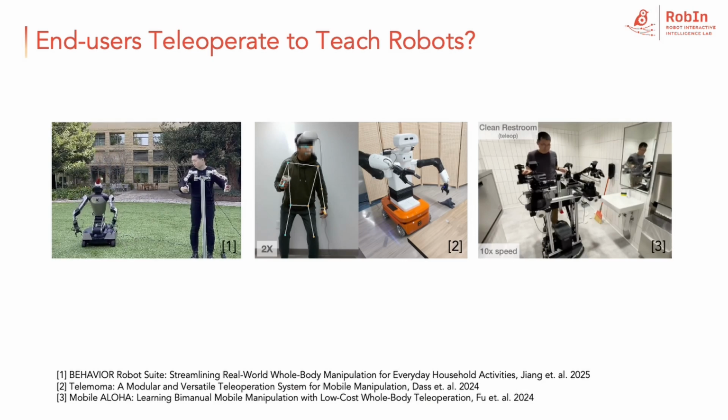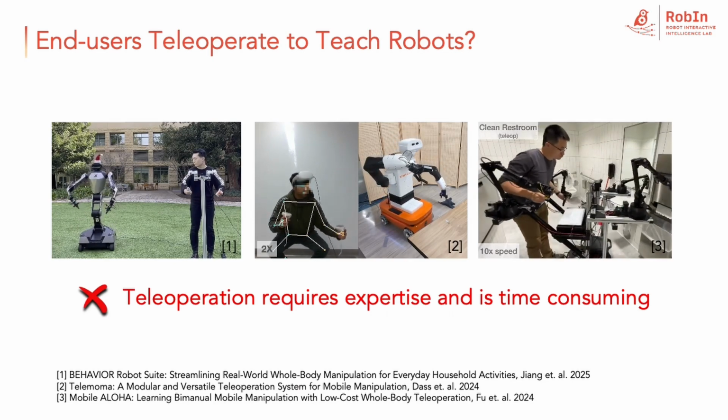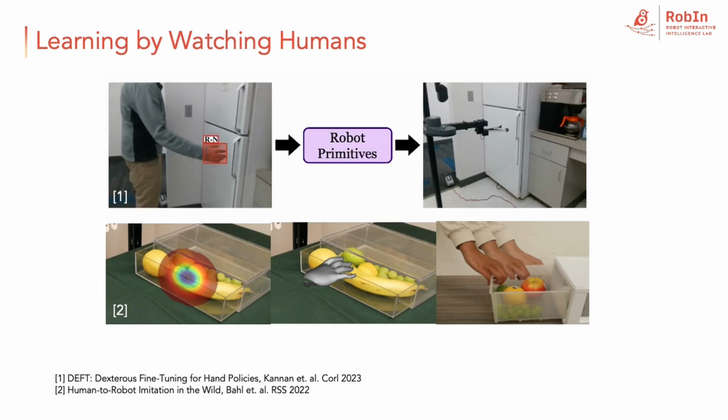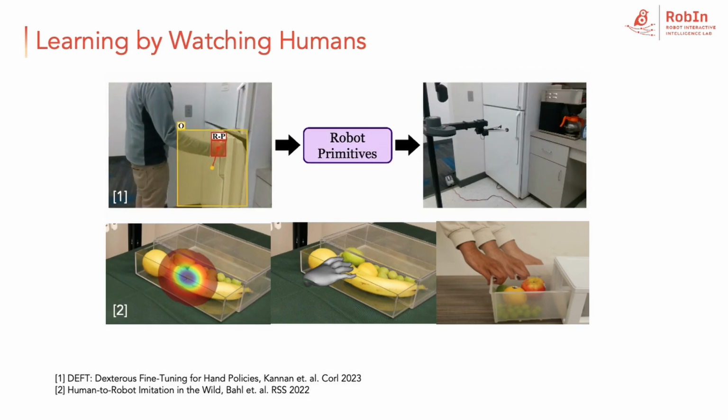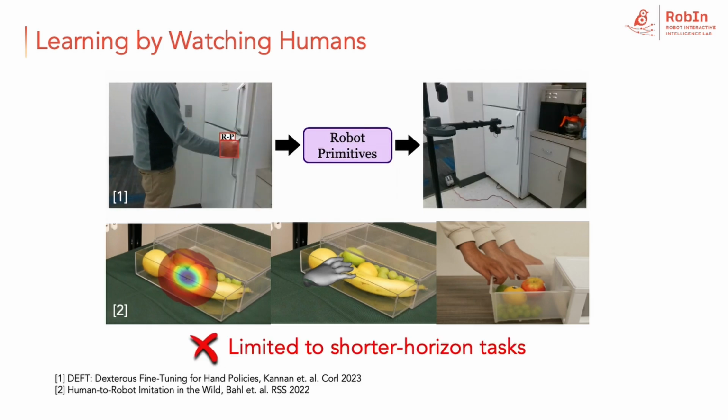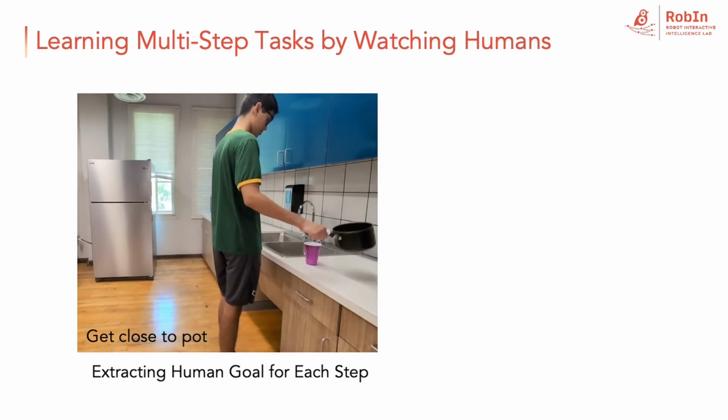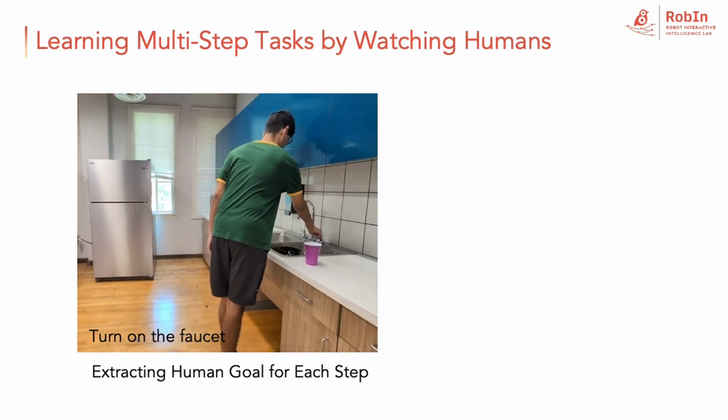One option is to teleoperate to collect data, but teleoperation requires expertise and is time-consuming. A more natural way is to directly show a robot how to perform that task. Prior works have tried to tackle this but are limited to shorter horizon, skill-level tasks. However, learning to perform multi-step mobile manipulation tasks from one video is challenging.